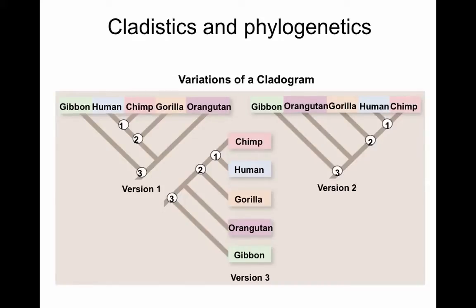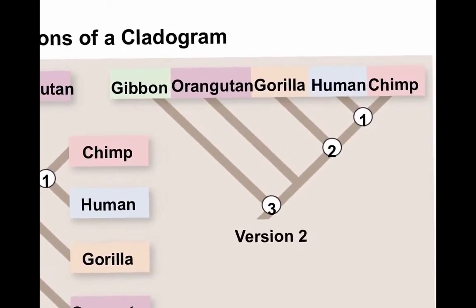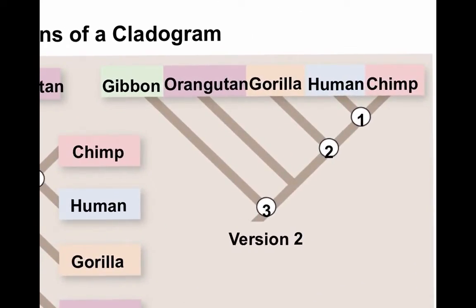All the trees that we have here actually show exactly the same information, but they can be represented in different orientations. So let's take a closer look at this group here. The first group we're going to look at is humans and chimps. And we can see that humans and chimps share a recent common ancestor. That is this number 1. This is the common ancestor of humans and chimps.